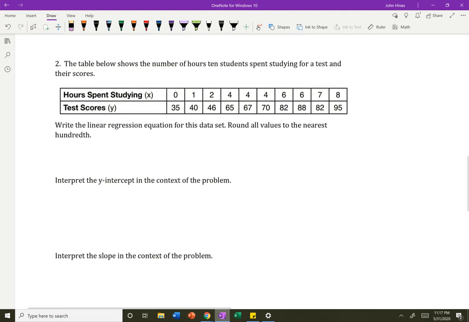So the table below shows the number of hours 10 students spend studying for a test and their scores. How many hours did you study? What did you get on the test? So I'm looking for the relationship between these values here. So let's write the regression. So how do I do that?